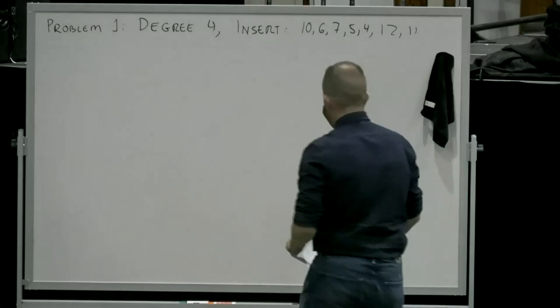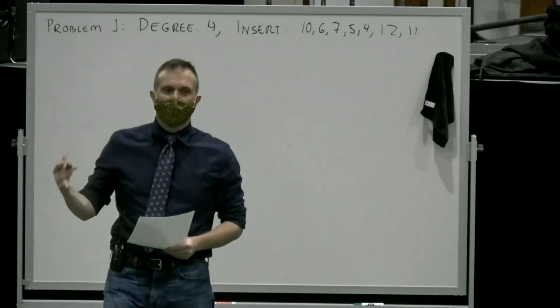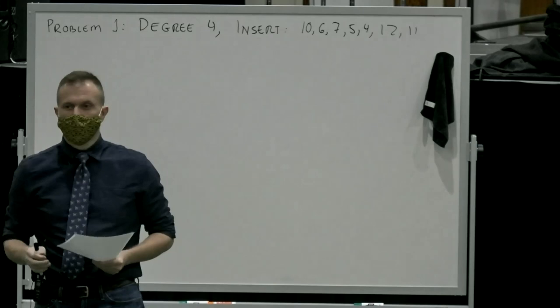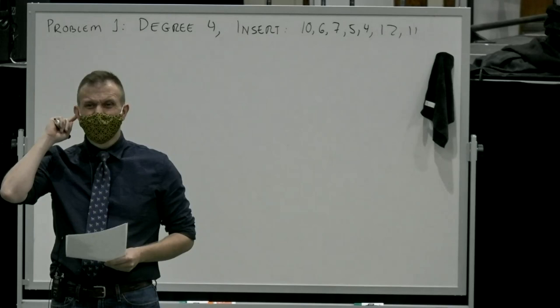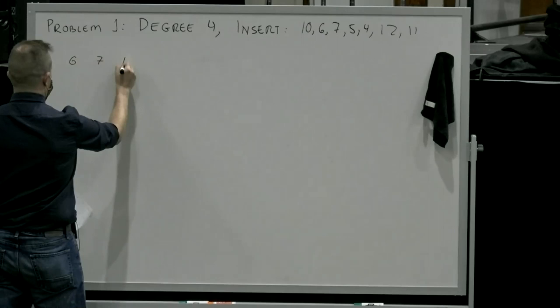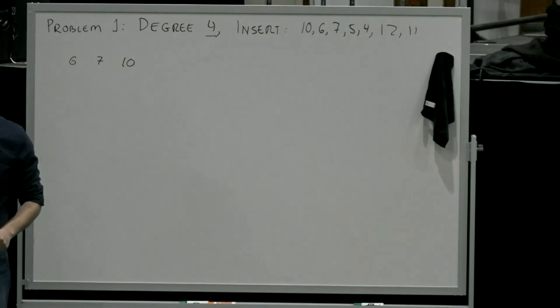All right, so who would like to walk me through the first four insertions on problem one? So we're going to have 6, 7, and 10 as the initial three. So better way to draw it out, got 6, 7, and 10. And we put in 3 initially because it's a degree of 4. So the number of values in there is going to be the degree minus 1.